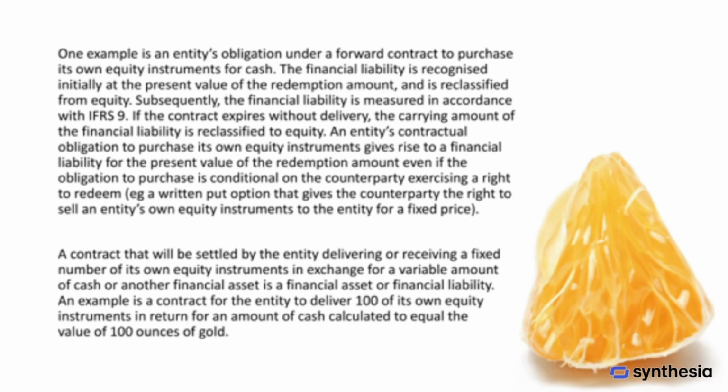Even if the obligation to purchase depends on the counterparty exercising a right to redeem, such as with a written put option, it still gives rise to a financial liability for the present value of the redemption amount. Additionally, a contract that will be settled by delivering or receiving a fixed number of the entity's own equity instruments in exchange for a variable amount of cash or another financial asset is classified as a financial asset or liability. For instance, a contract may require the entity to deliver 100 of its own equity instruments in return for an amount of cash equivalent to the value of 100 ounces of gold.